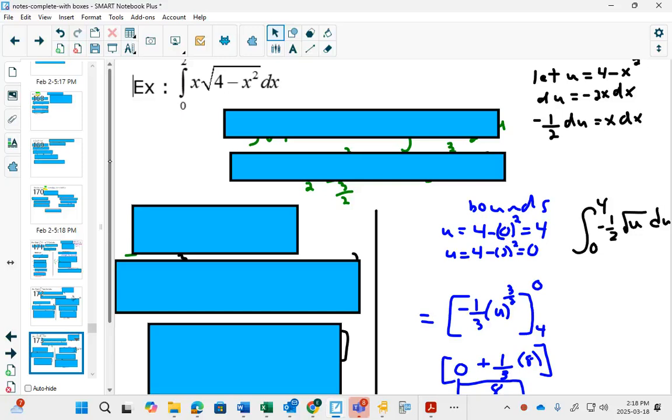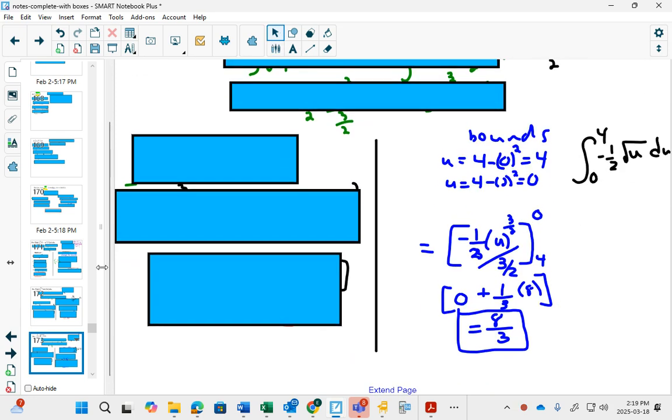But if I was doing my own work, I would probably have a step where I kept this as negative 1/2, all divided by 3/2 like that, and then simplify after. Because otherwise you're like, how did that happen? Is that a typo? No. It just becomes 1/3. You can plug it in and get your answer.